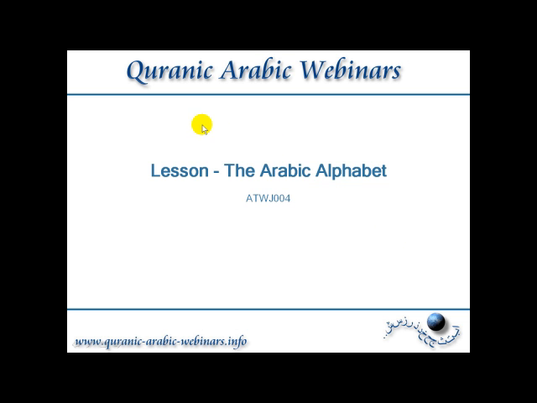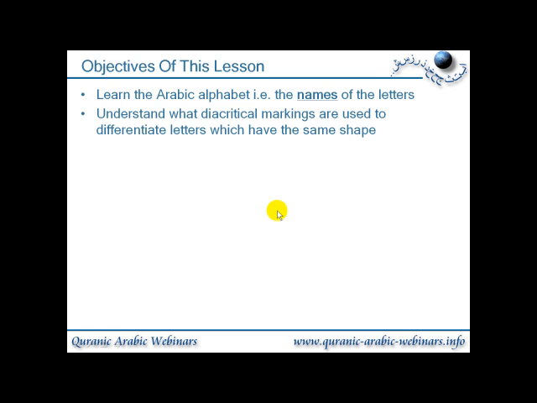Assalamu alaikum. Welcome to Quranic Arabic webinars. This lesson is about the Arabic alphabet and this is the adult course. Objectives of this lesson then. We will learn the Arabic alphabet, i.e. we're going to learn the names of the letters. Understand what diacritical markings are used to differentiate letters which have the same shape.